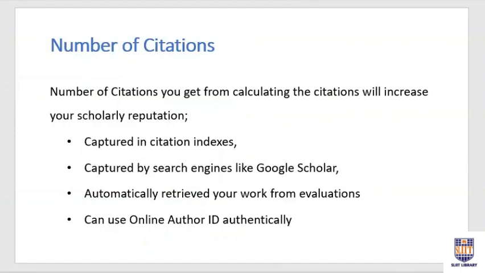So the number of citations you get will increase your scholarly reputation. You are captured in the citation index, then captured by search engines like Google Scholar, which automatically retrieve your work for evaluations, and you can use an online author ID. So it creates a lot of academic and scholarly reputation for your name and for your article, as well as for the journal you have published in.